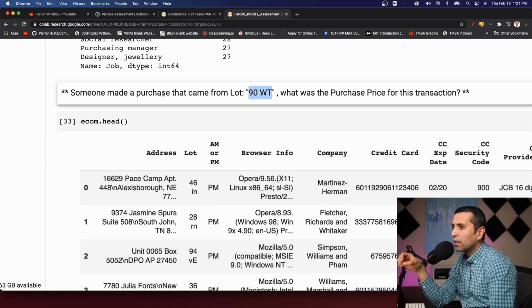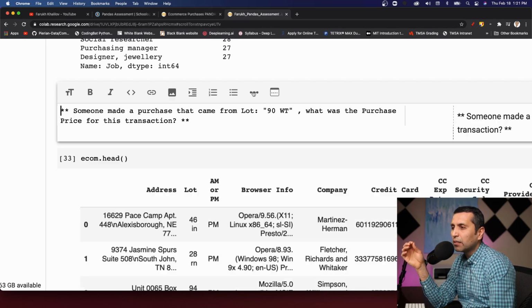And it's not asking what the name of that person is. It's not asking for other information. The only thing they are wondering is how much they paid for that. So we don't want to see the name. We don't want to see the address, the email address, or the credit card number. The only thing we want to see is how much they paid for that lot.